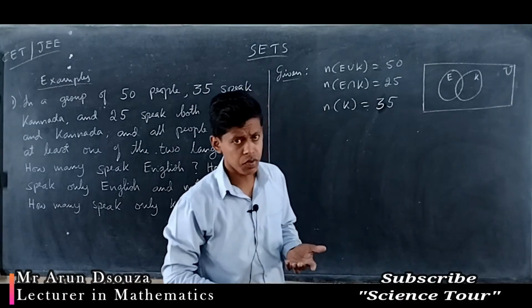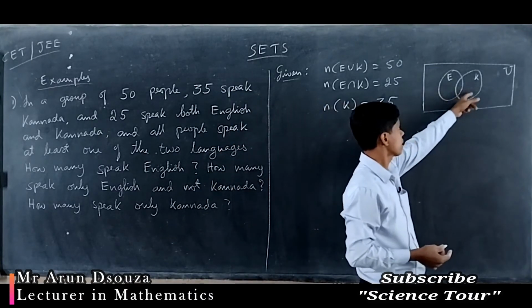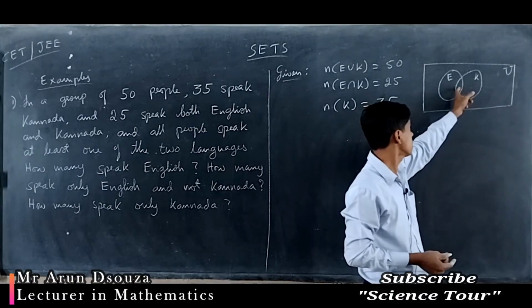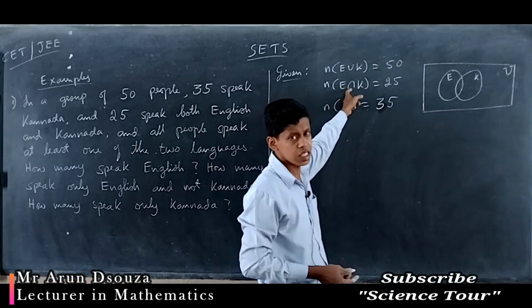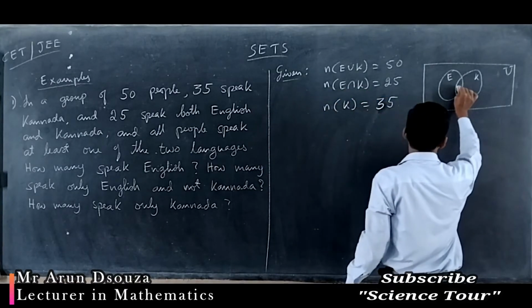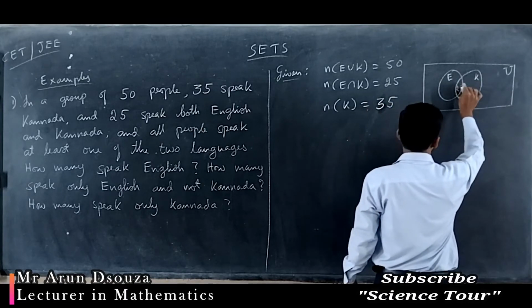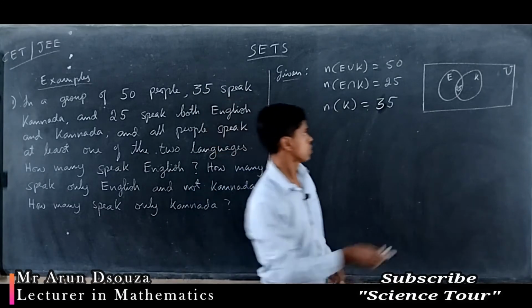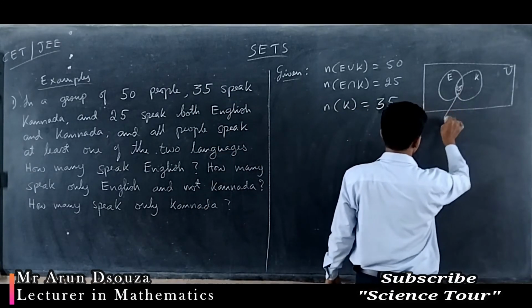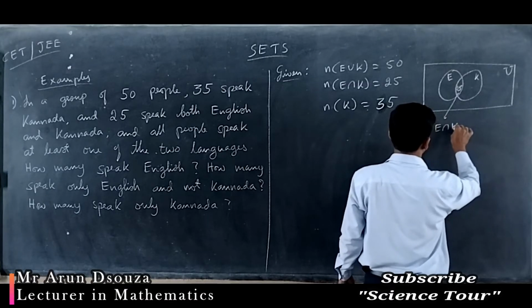Now start with the intersection first. Don't start with E or K or universal. Start with the common region. So what is the common region? The common region is the intersection, and there are 25 people here. Alright, so there are 25 people there in the intersection. So that is E intersection K.